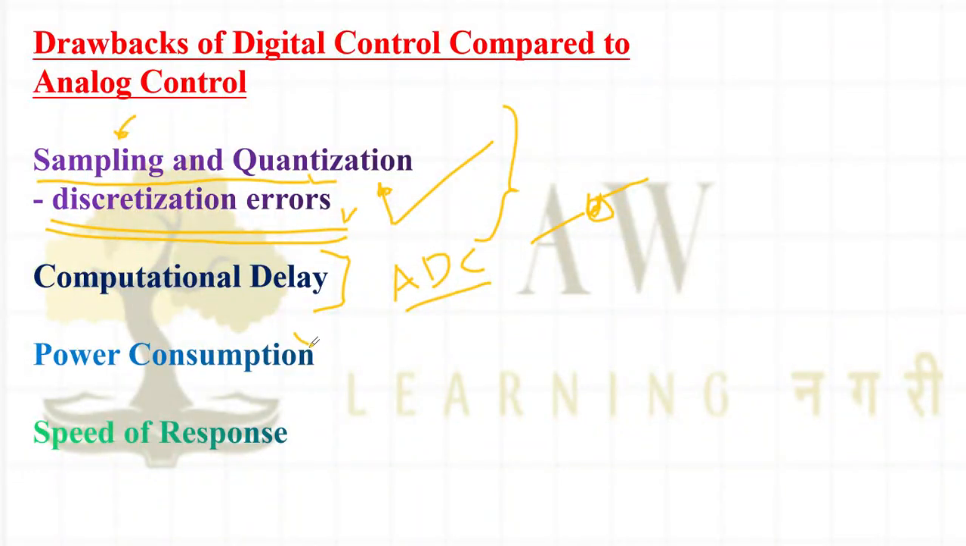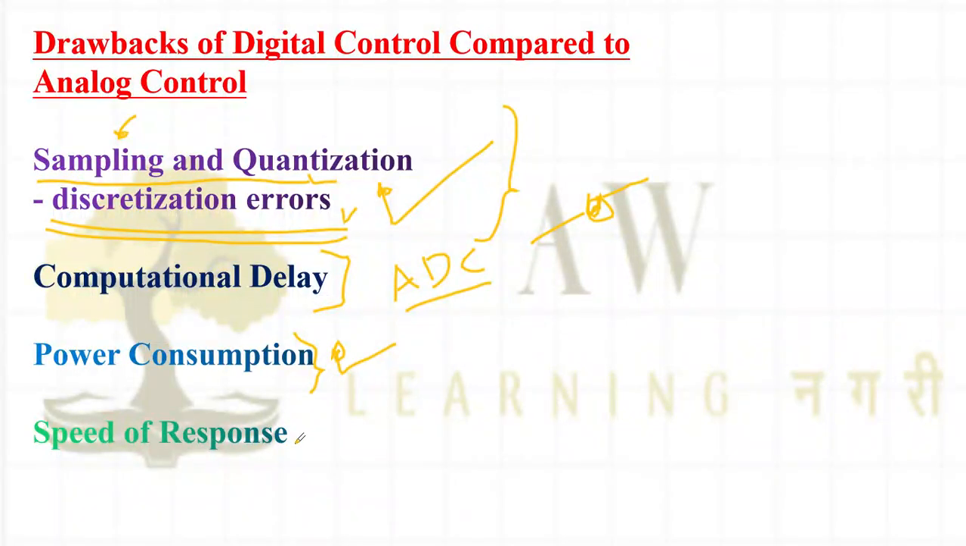Then power consumption, this is another thing, because I am using the IC, I am using the ADC, DAC, this will consume more power. So power consumption is another drawback of the digital controller.